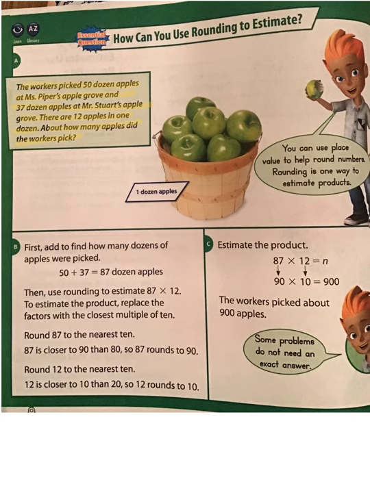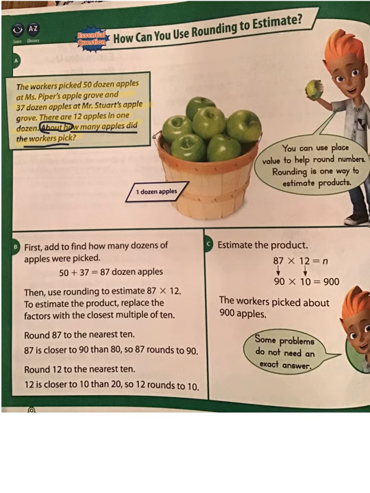Let's start by underlining the question. We want to know about how many apples did the workers pick. Since it is using the word about, I know I do not have to do the complete computation. It just wants me to use an estimation by rounding the numbers.